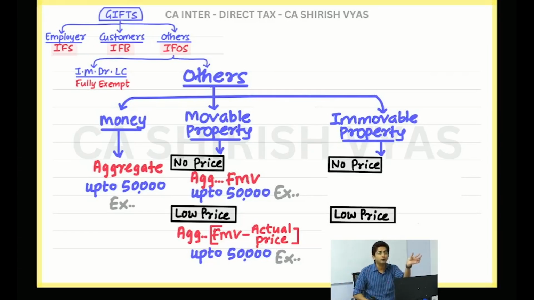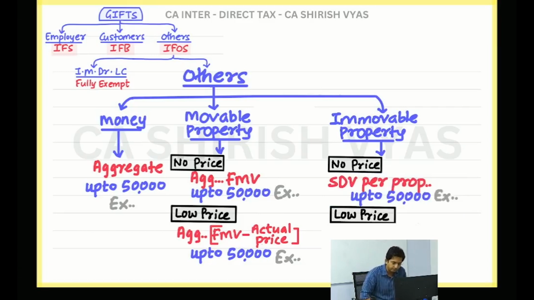So gift of a house from X, 30,000 exempt. Gift of a house from Y, 30,000 exempt, per property. But we also know a 30,000 value is not possible for immovable properties. Their value will be in lakhs. But by chance if it comes in the exam, please don't aggregate.